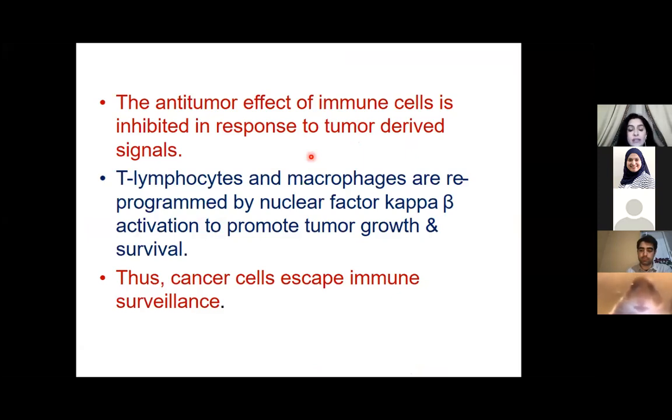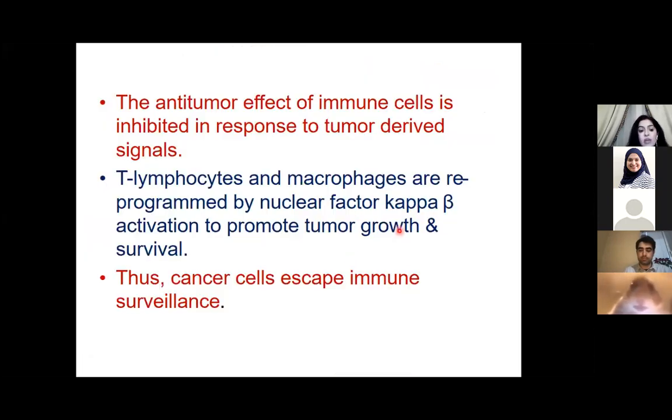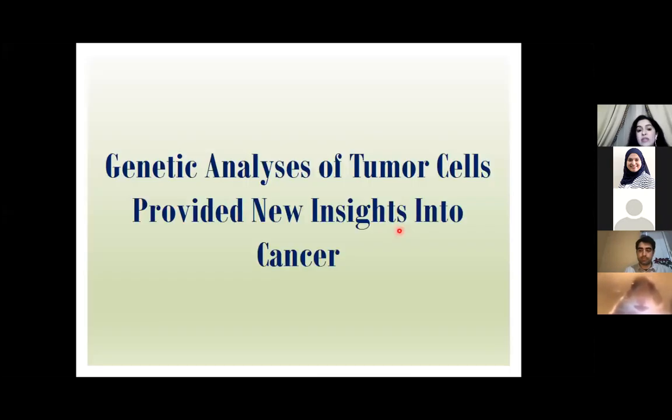It will prevent the immune cells from exerting their anti-tumor effect. In fact, the T lymphocytes and macrophages become reprogrammed by one of the tumor-promoting factors, nuclear factor kappa B, which reprograms the T lymphocytes and the macrophages so that they promote more and more tumor growth and survival. Thus, the cancer cell escapes the immune surveillance and the immune response, because it is full of growth factors and signaling molecules that affect the T and B lymphocytes through nuclear factor kappa B.